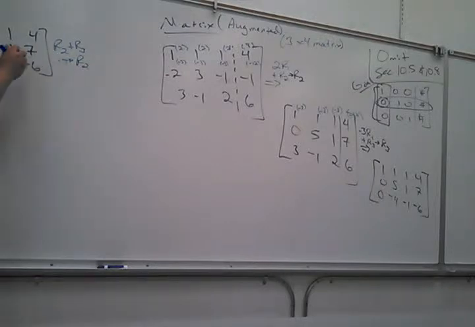So if I do this, the first row stays the same. The second row is now 0, 1, 0, 1. That works great. And then leave this one alone.